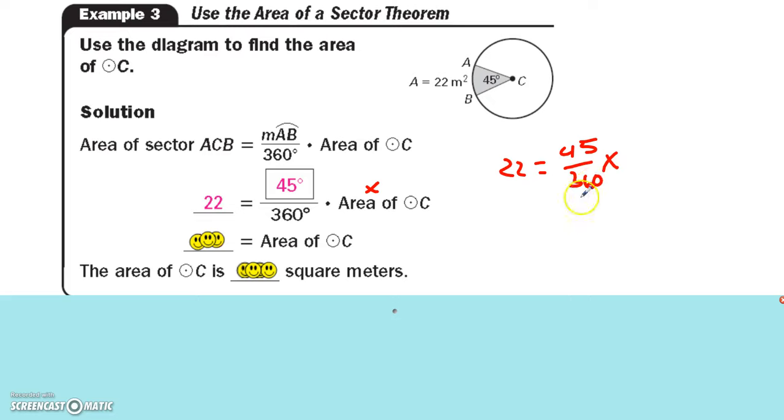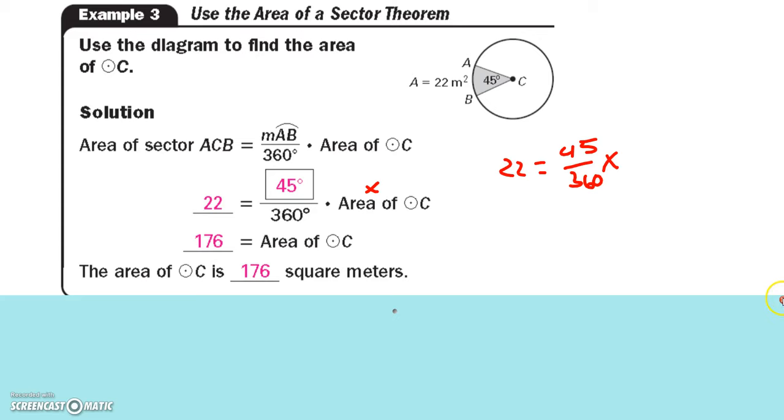So what are we going to do to get x by itself? We're going to multiply by the reciprocal. We're going to multiply both sides by 360 over 45. And when we do, x is the area. What's remaining is 176 square meters. So the area of the circle is 176 square meters.